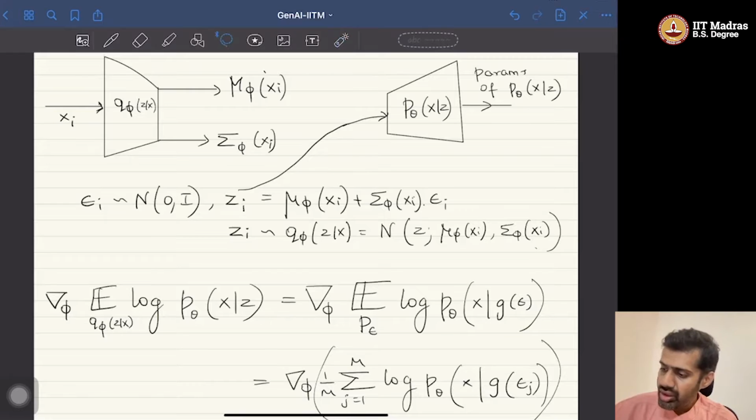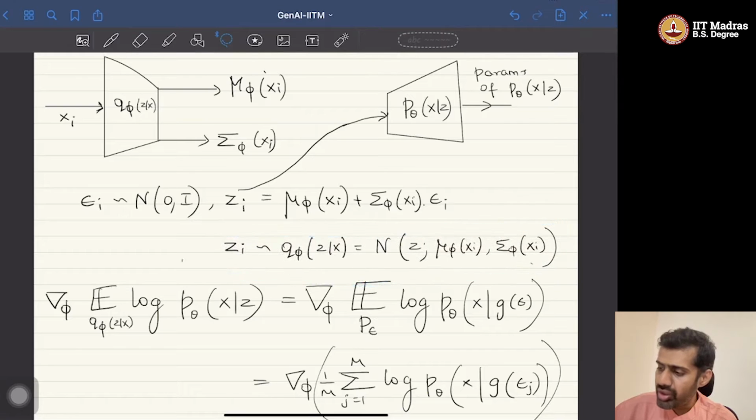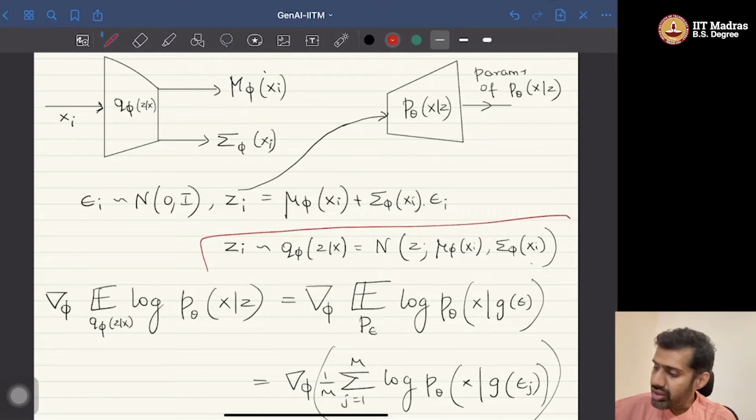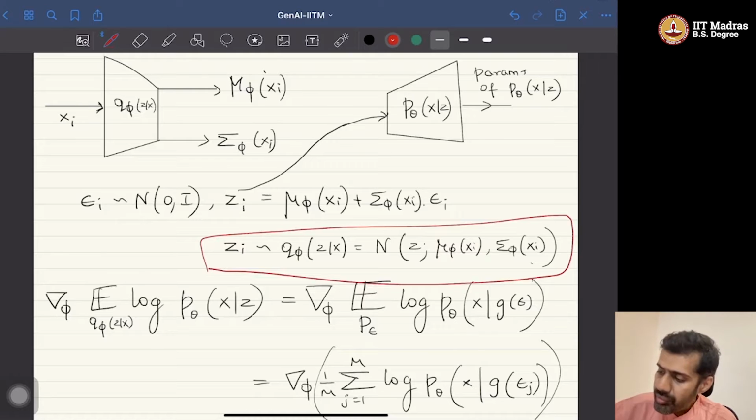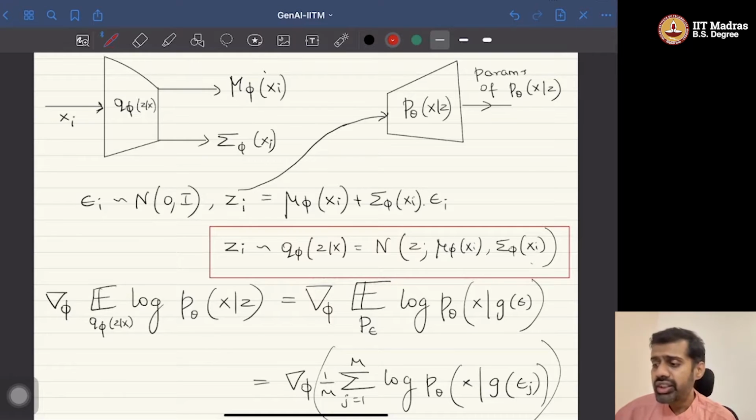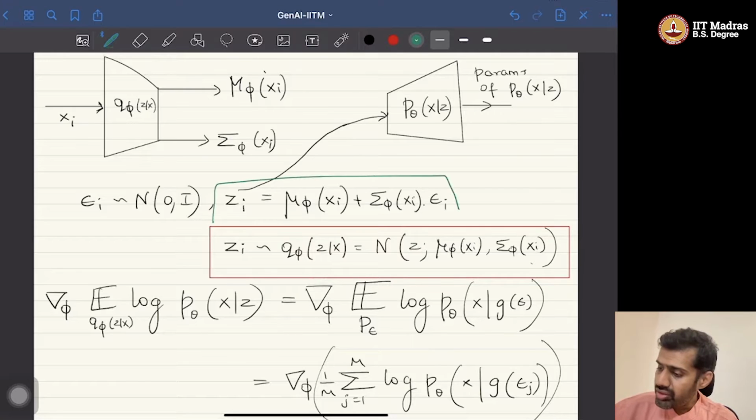So we can put this in brackets. Technically we have not changed anything in terms of the gradient computation, but we have just made it look a little more easily computable. I'll put it inside some box. Now, this is what we wanted, but we did it using reparameterization.